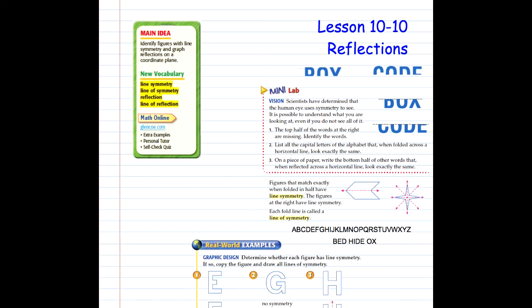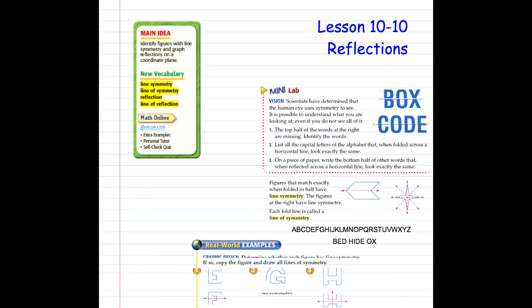And you can see that what I've done here is I've actually copied these and flipped them. And with a little bit of adjustment here, you can see that they clearly are box and code. It says, list all the capital letters of the alphabet that when folded across a horizontal line look exactly the same. I've done that down here.